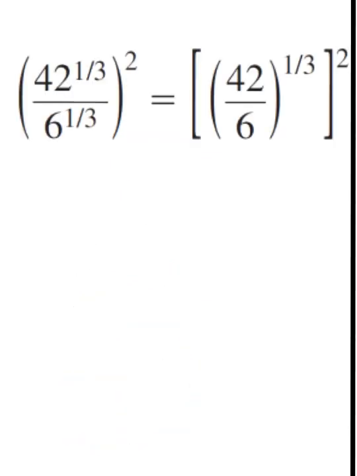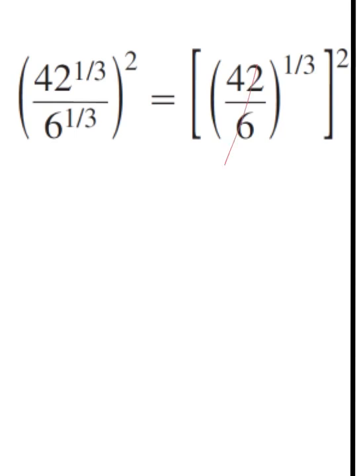So this one you have 42 to the 1/3 divided by 6 to the 1/3, and then the second step's actually done for you. You can just rewrite that as 42 over 6 to the 1/3, and then they're being raised to the second power. So you're raising a power to a power.